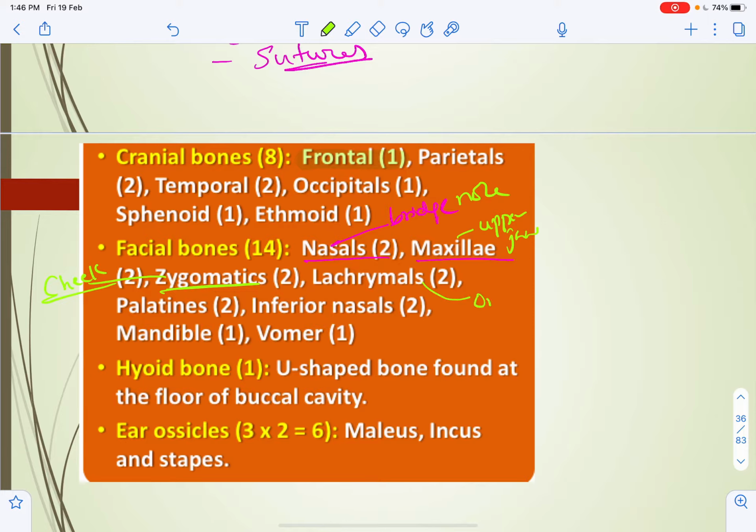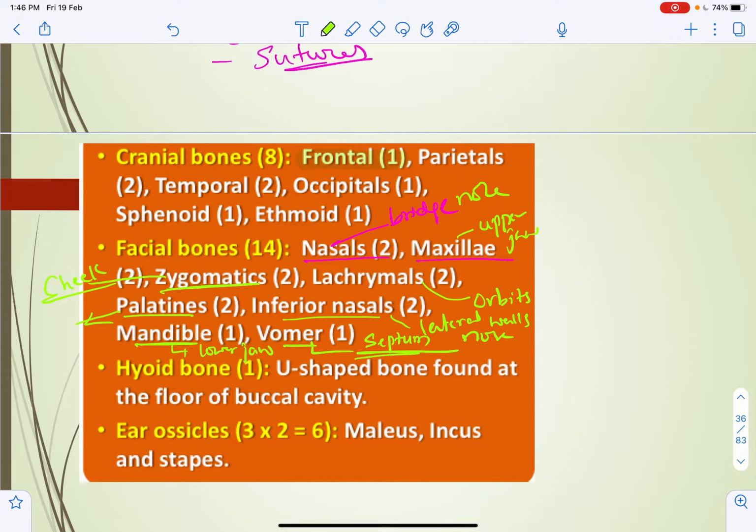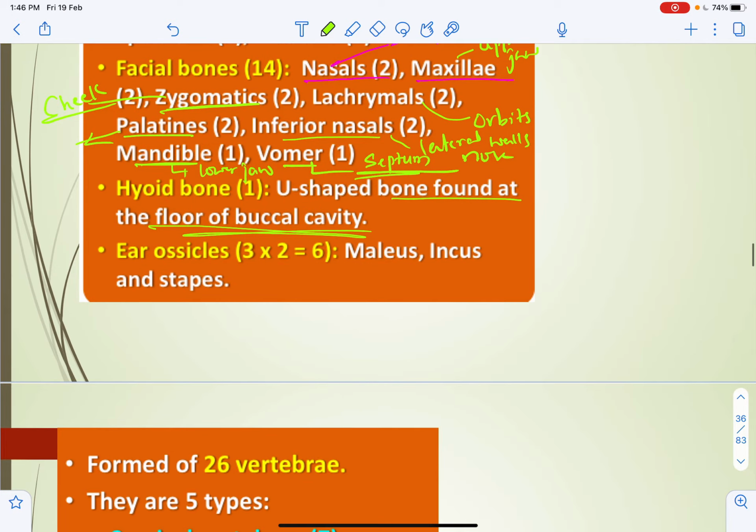The lacrimal, in the orbits, helps in the formation of the orbits or sockets. The palatine forms the palate, and is also 2. The inferior nasal forms the lateral walls of the nose. Then the mandible, that is the lower jaw. The vomer forms the nasal septum divider. The hyoid is a U-shaped bone which forms the floor of the buccal cavity. And last are the malleus, incus and stapes. These are the ear ossicles. The malleus is hammer shaped. They are present in the middle ear.